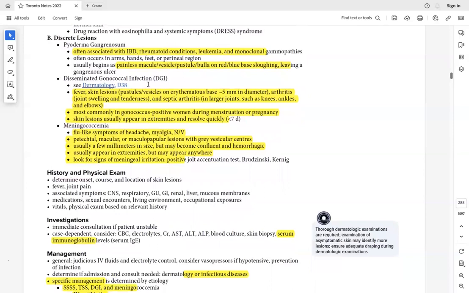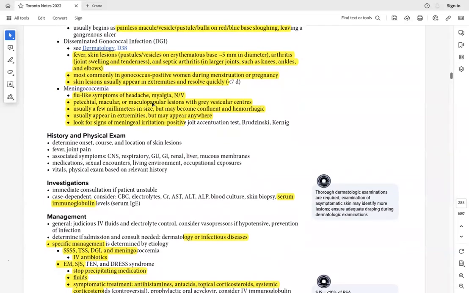Then disseminated gonococcal infection, mostly a history of some sexually transmitted disease, highly multiple sexual partners. They might have fever, skin lesion, arthritis, and then septic arthritis. They will have larger joints involved, such as knees, ankles, and elbows. Skin lesions usually appear in the extremities and resolve quickly. In gonococcal arthritis, they will give you a history of migratory arthritis. One day the pain was in the left knee. Now the left knee is fine and it is in the right elbow or the right knee.